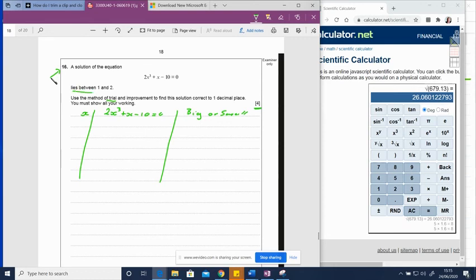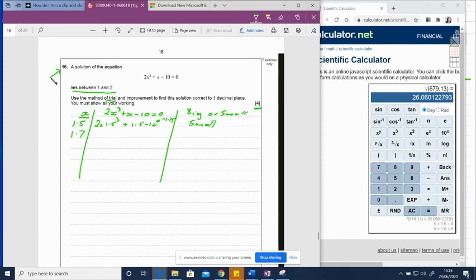Now we know that the solution lies between 1 and 2, so I'm going to try 1.5. If I put x equals 1.5 into this equation, 2 times 1.5 cubed plus 1.5 minus 10, and put all that into the calculator, you would see that the value comes to minus 1.75. Now we're looking for 0, so minus 1.75 is too small. So I'm going to try 1.7 because that's a bigger number.